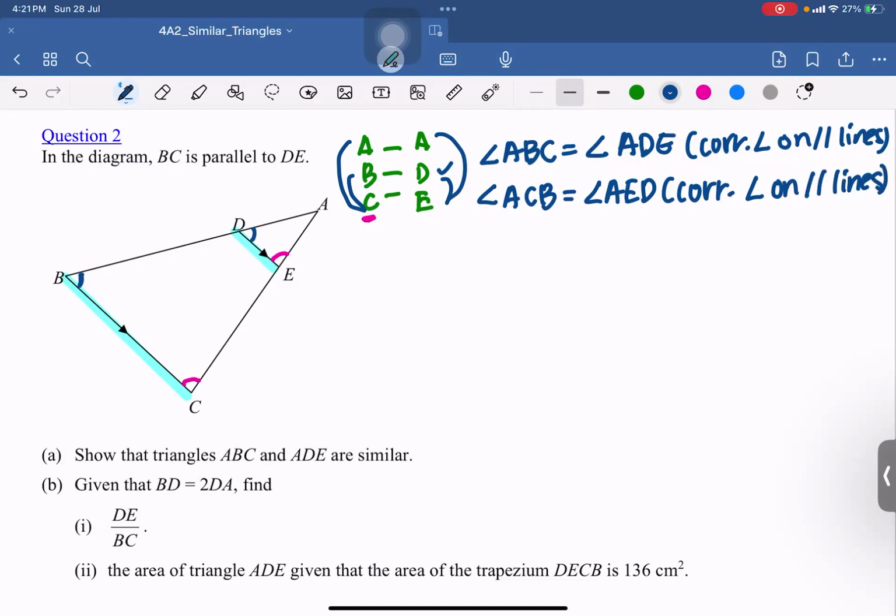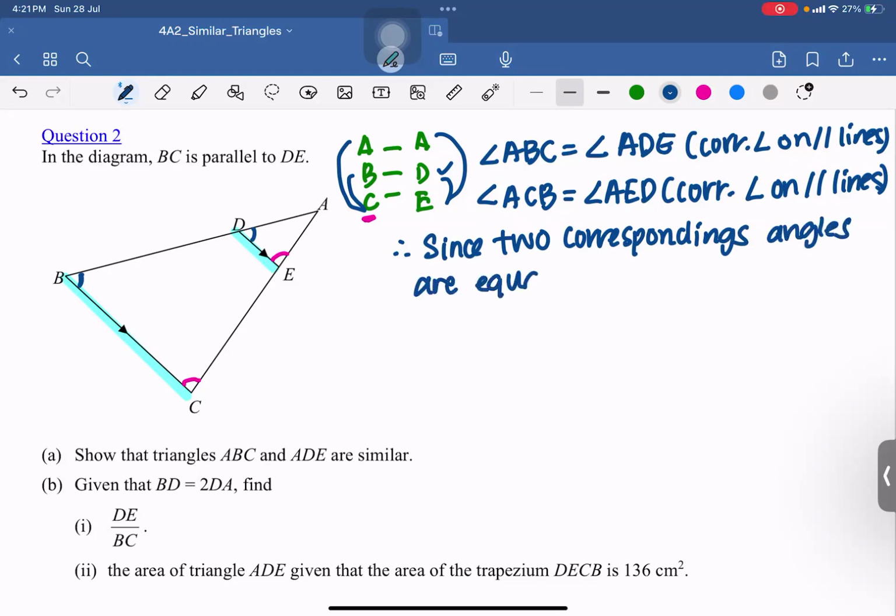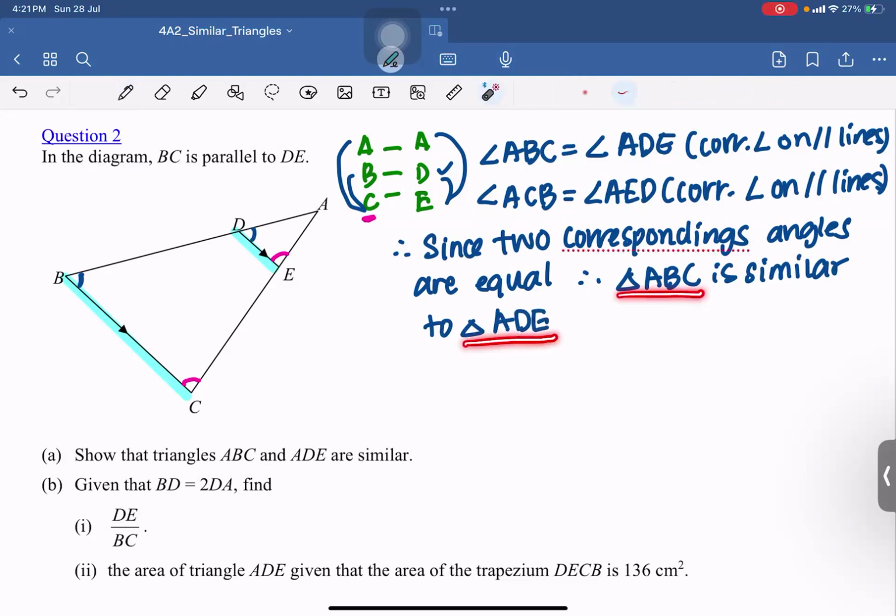Then we write that since two corresponding angles are equal to each other, therefore triangle ABC is similar to triangle ADE. I repeat again, the order of the labeling is important, so the different points must be able to match with one another. Okay, then we move on to part B of the question.